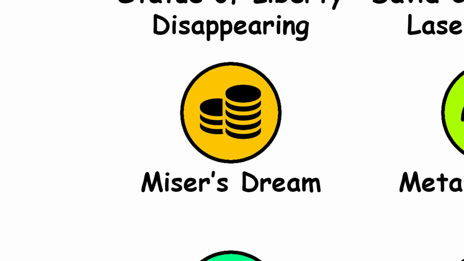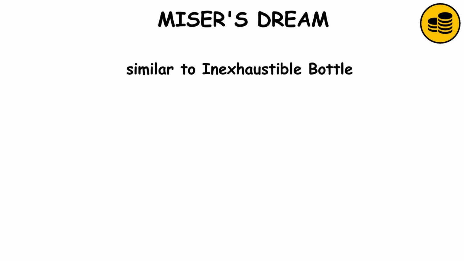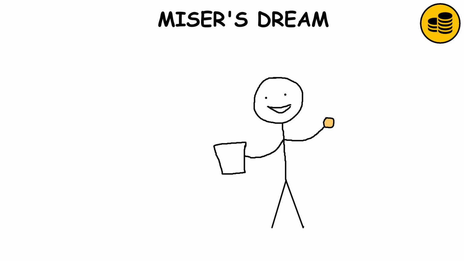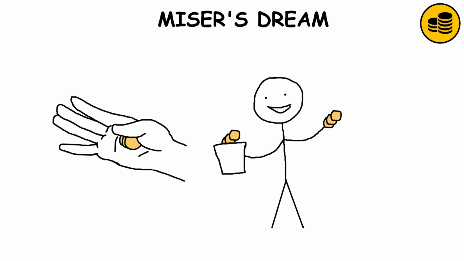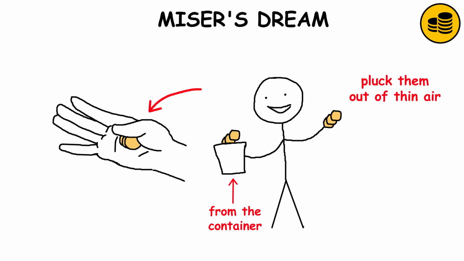Miser's dream. Very similar to the inexhaustible bottle, this time the magician produces an endless stream of coins from seemingly empty hands or a container. This is achieved by secretly palming coins and then appearing to pluck them out of thin air or from the container during the performance.